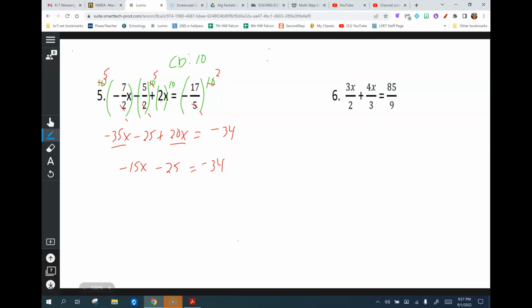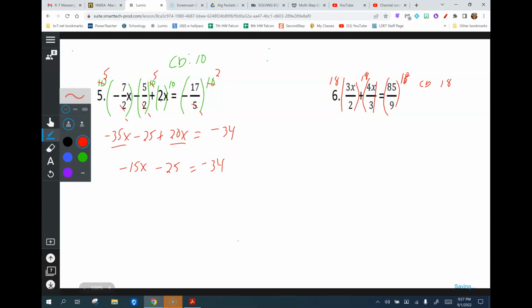So now, on 6, I have a 2, I have a 3, and I have a 9. What would be my common denominator? Hopefully you said 18, okay? 18 would be my common denominator. So every single term, you have one in your homework that has a huge number. I think it turns out to be like 120 for my common denominator. Don't let that freak you out. You have a calculator, you're fine.